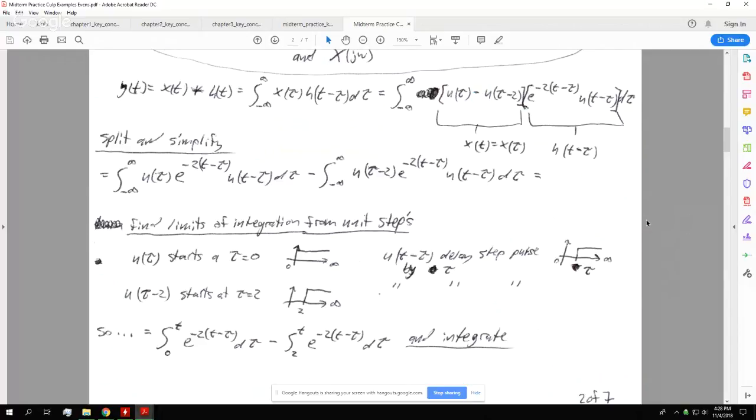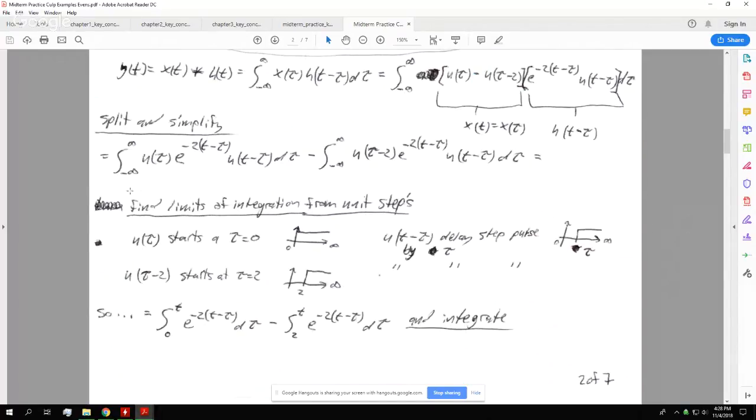And this minus sign comes from this minus sign right here. Now the next step is we want to adjust our limits of integration from the unit steps. You can see that we have a lot of unit steps in both these integrations, and they will modify our limits of integration to not be infinity anymore. That way we can go with a definite integral instead of just a regular indefinite integral.